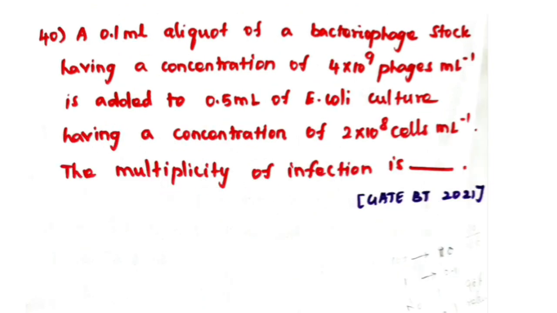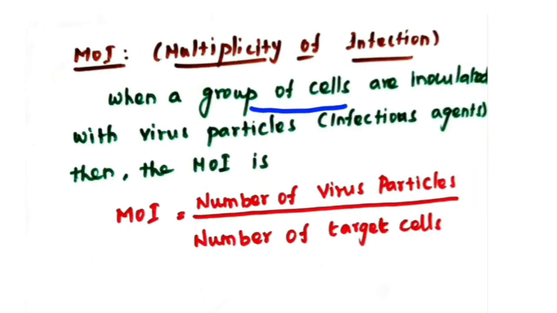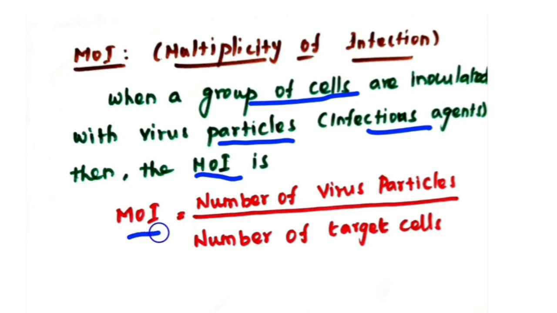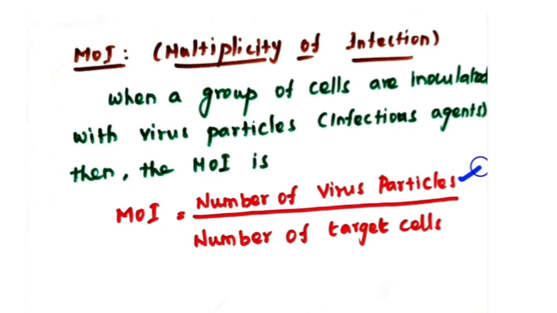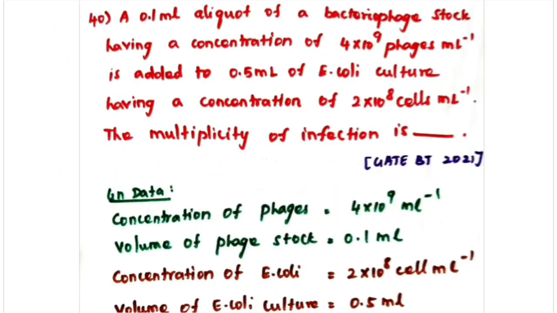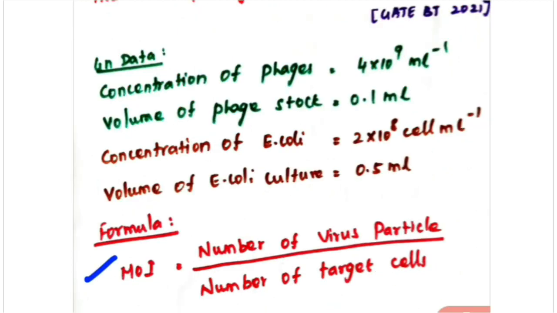Let's see what multiplicity of infection is. When a group of normal cells are inoculated with virus particles, or any infectious agents, then the MOI, that is multiplicity of infection, is the number of virus particles present in your culture divided by the number of target cells, that is your normal cells. So you are going to inoculate this phage into this E. coli culture. So multiplicity of infection is equal to number of virus particles divided by number of target cells.